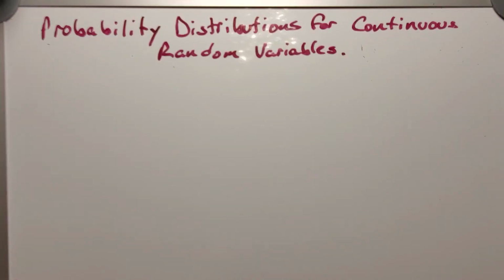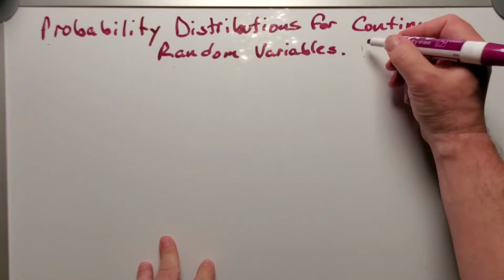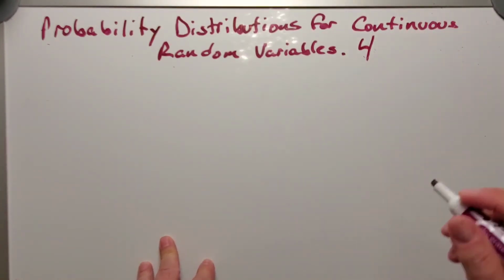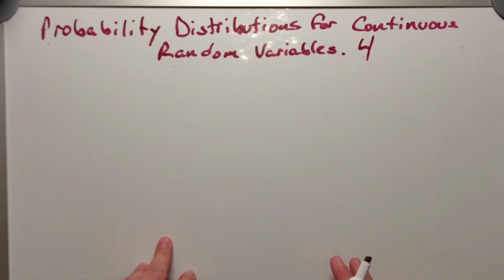Hi guys, this is probability distributions for continuous random variables, part 4. So we're going to wrap it up with this fourth video. This is going to be all of 7.3 from our textbook.